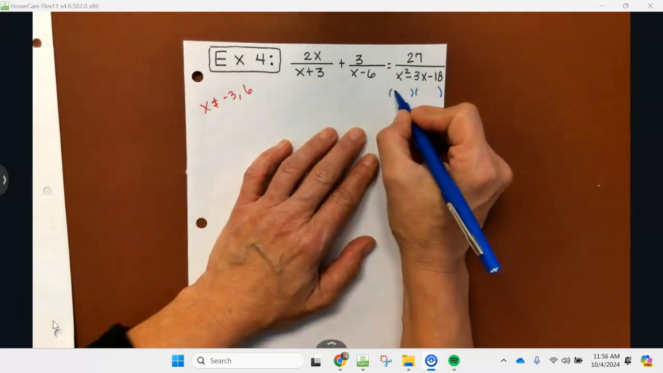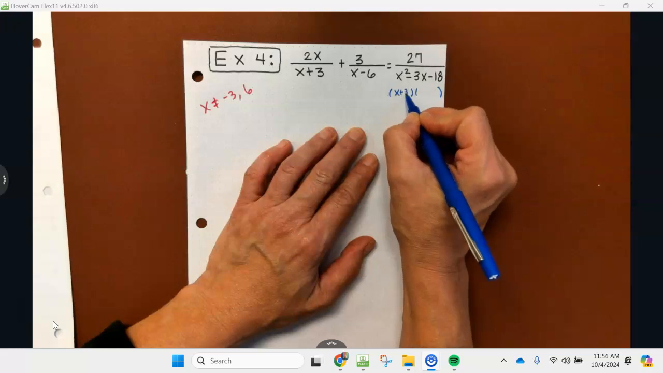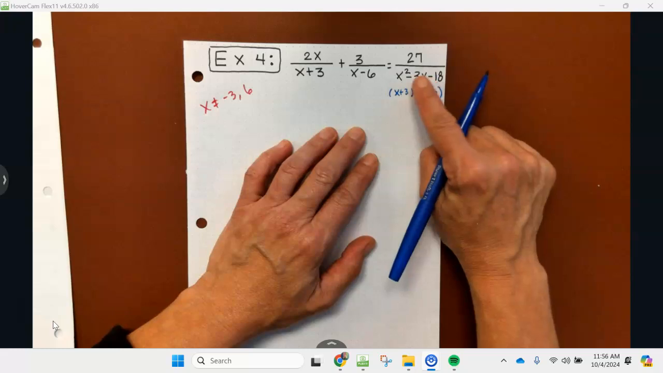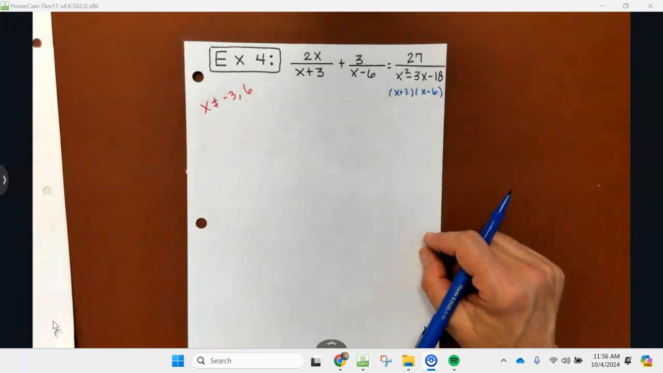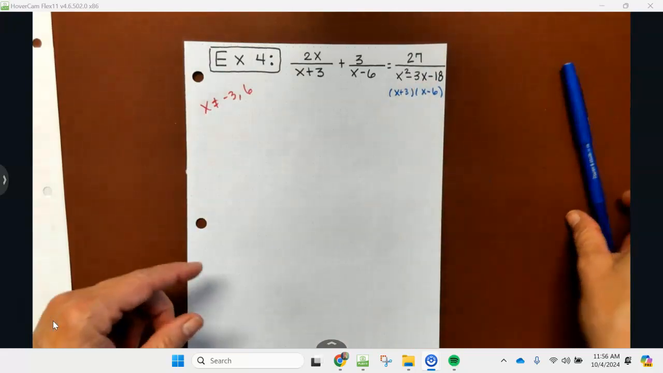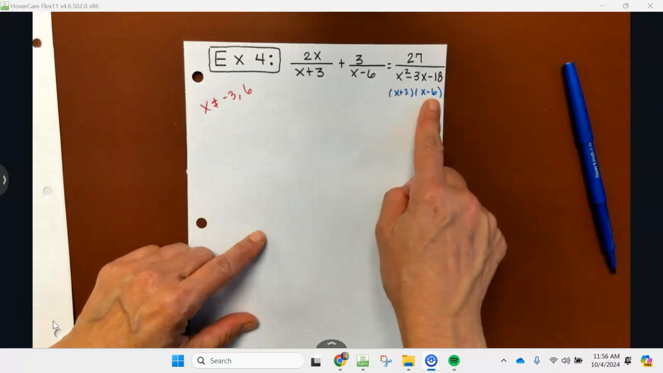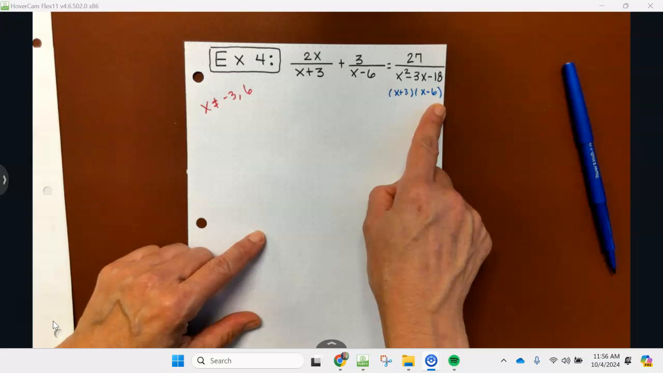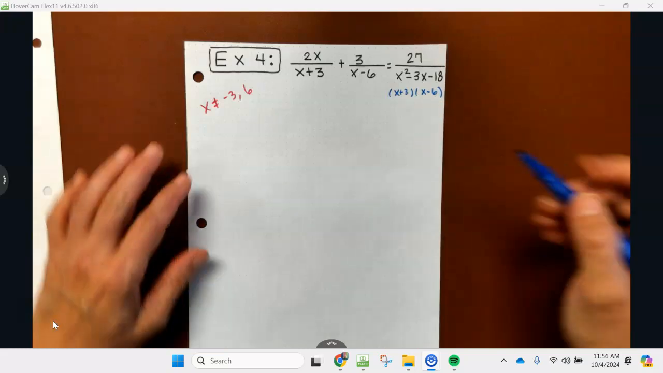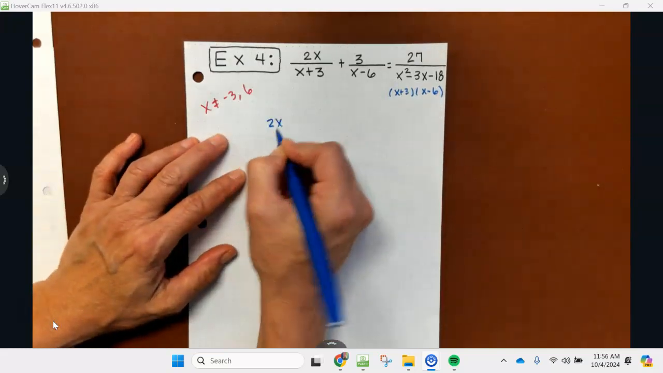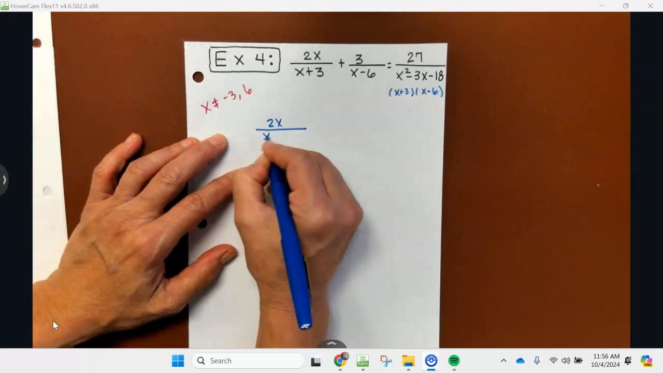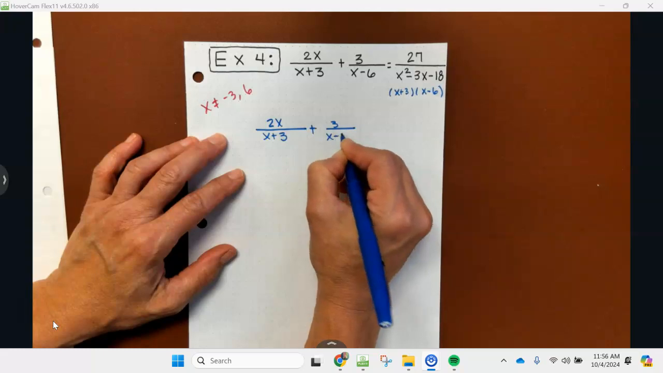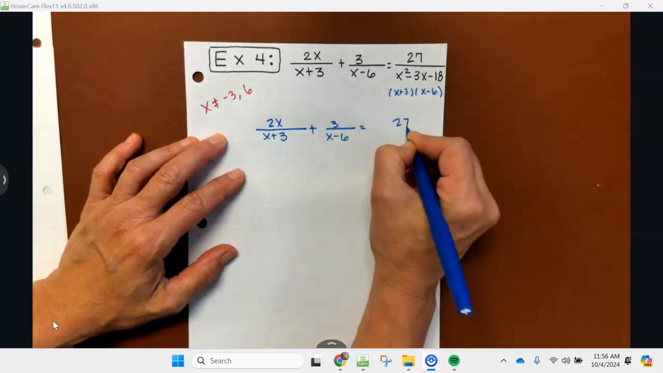So let's go ahead and write x plus 3 and x minus 6, because those are going to multiply to -18 and then combine to -3. Okay, well there you go. That makes it easy. We know that the least common denominator is going to be x plus 3 times x minus 6. So again, I really don't like to try to do too much in one line of my work. I'm going to copy this again, and then I'm going to go ahead and distribute the LCD.